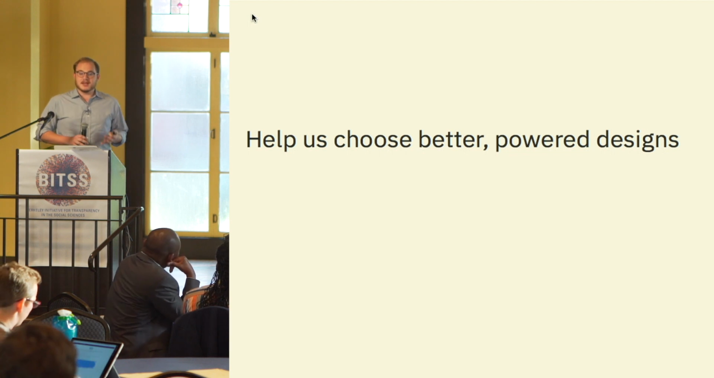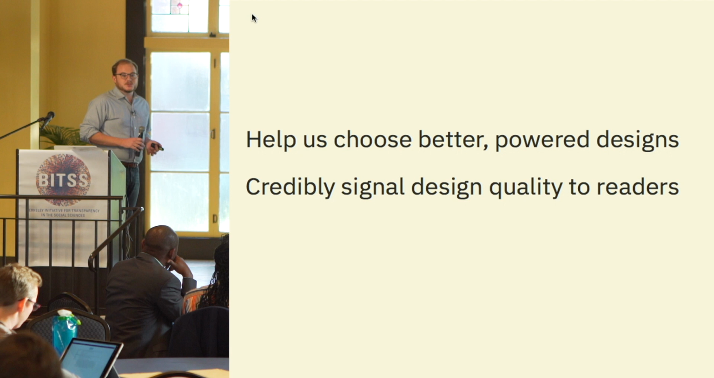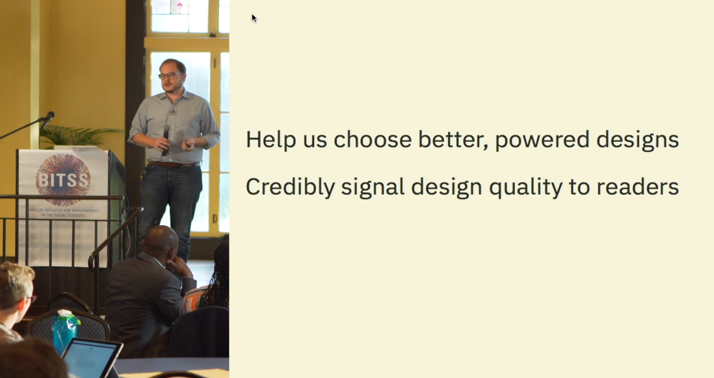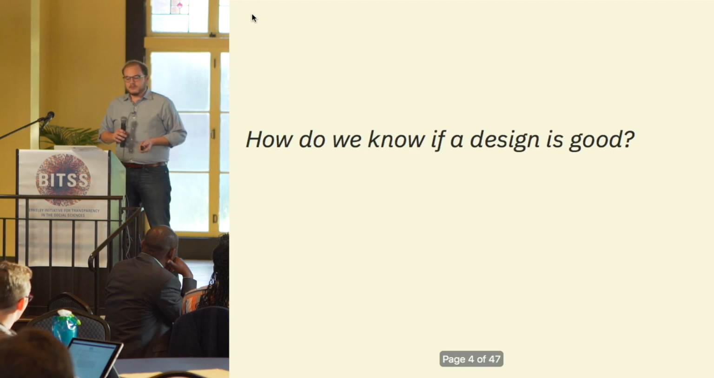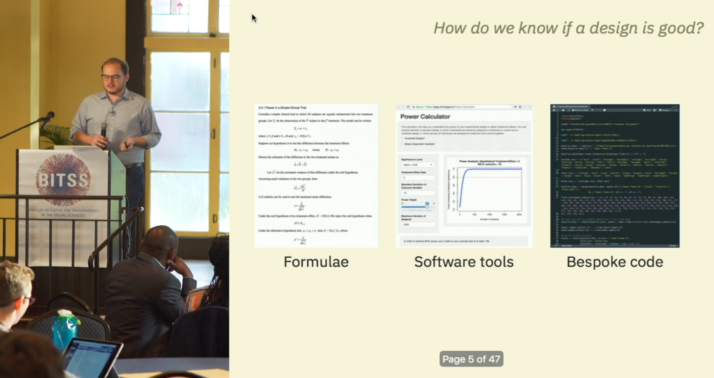And so the idea is that we're going to set up a set of tools that help us as researchers to select better, well-powered designs and to provide us with the tools to credibly signal to reviewers and readers about the quality of those research designs. So how do we know if a design is good now? How do we go about thinking about this problem today?